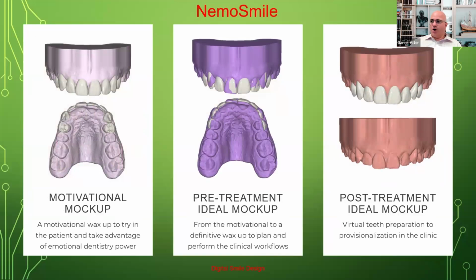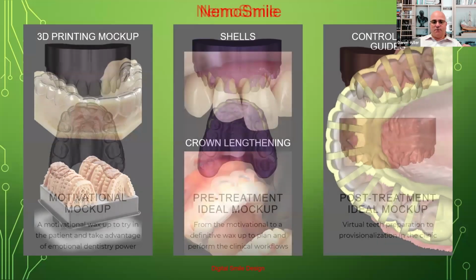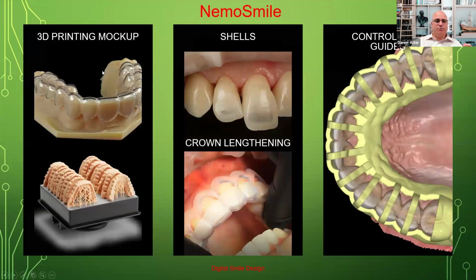Now, these are some of the products that are available from Nemo Smile. You can do a motivational mock-up, which is very similar to our previous diagnostic wax-ups, to show the patient, again, it's more tactile, they're holding it. Then you have the pre-treatment ideal and the post-treatment ideal mock-up. So you can create a 3D printed mock-up that you can actually use, I prefer composite, but others have even done some acrylic, so that it temporizes the patient and shows them what the ideal scenario will be. It's rather quick and easy.